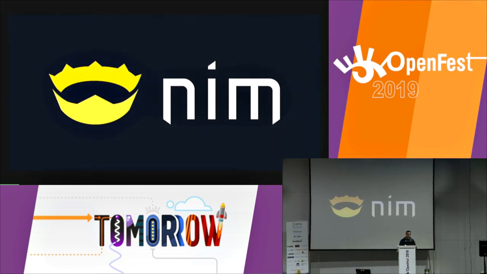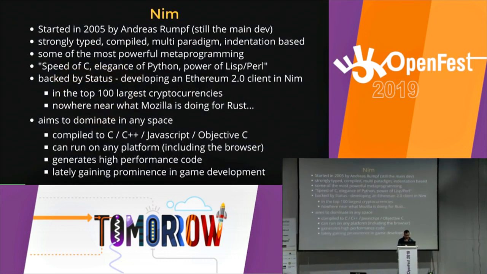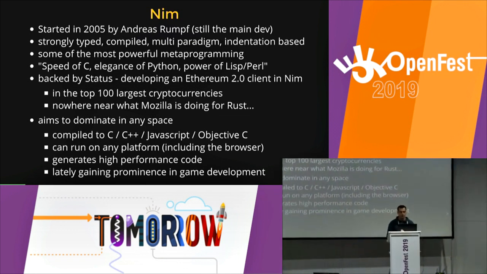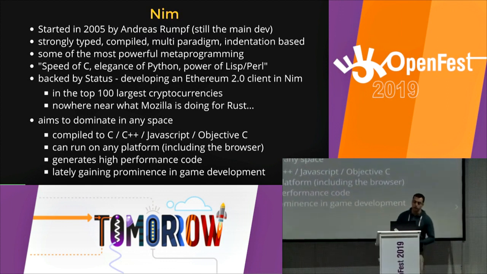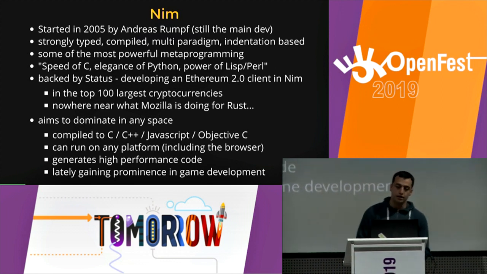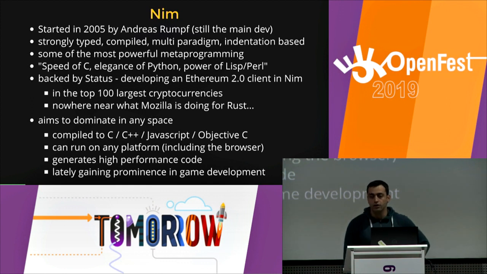This is NIM, and its logo is a crown because it's meant to be the one language to rule them all. And a little bit about it. It was started in 2005 by Andreas Rumpf. It's a strongly typed, compiled, multi-paradigm, indentation-based language. And it has some of the most powerful metaprogramming out there. It's meant to deliver the speed of C, the elegance of Python, and the power of Lisp and Perl. And it's backed currently by only one sort of big organization, one of the top 100 cryptocurrencies.